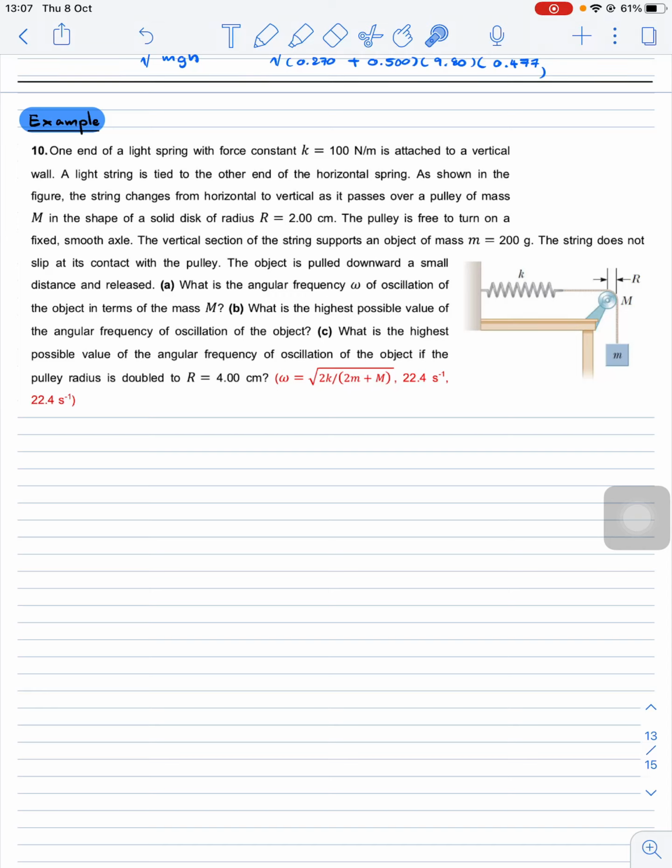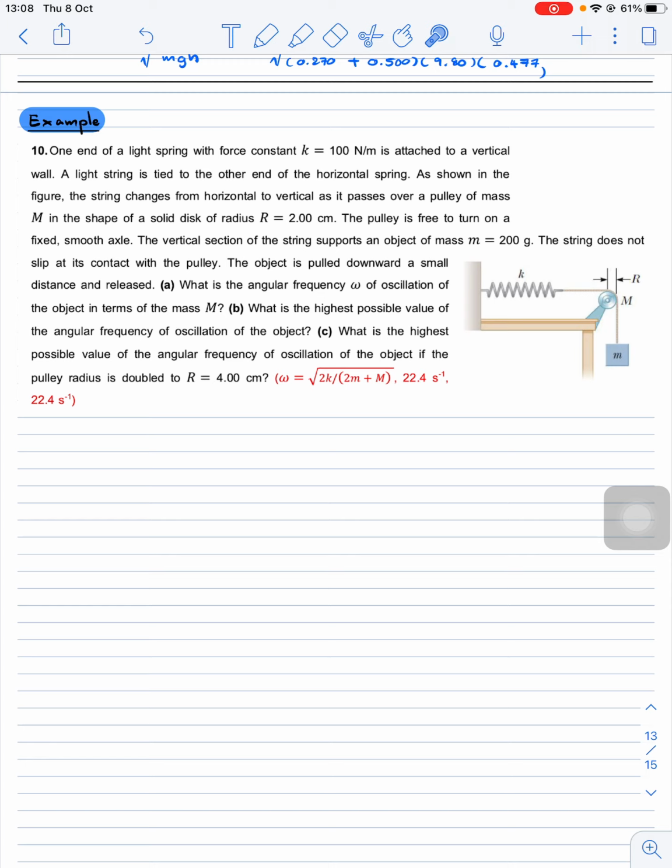Another example. One end of a spring of force constant K is attached to a vertical wall. A string is tied to the other end of the horizontal spring. As shown in the picture, the string changes from horizontal to vertical as it passes over a pulley of mass M, in the shape of a solid disk of radius R.